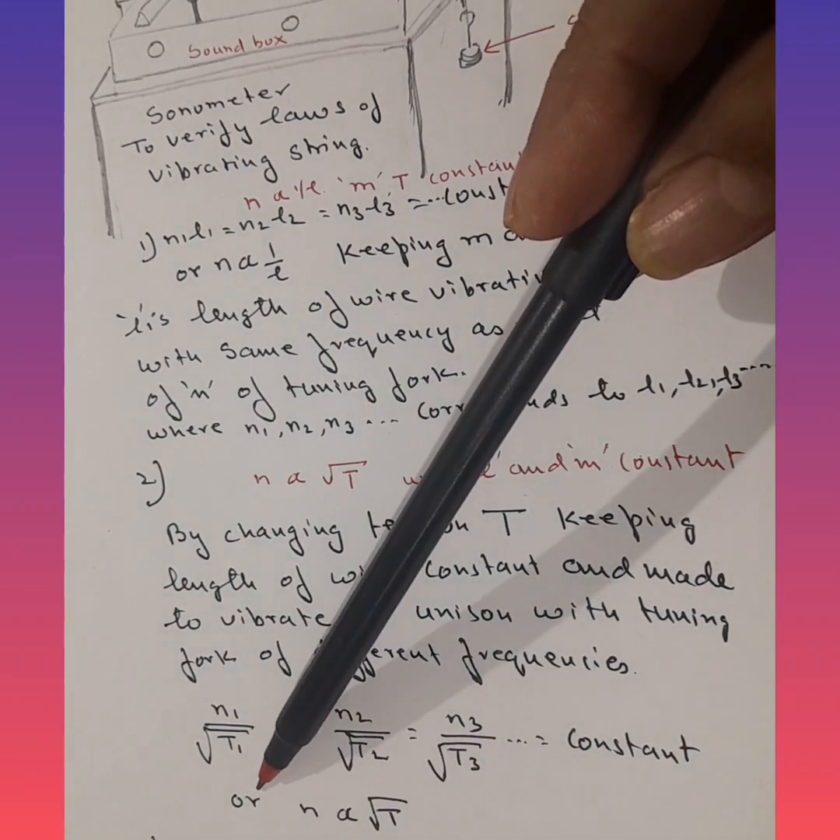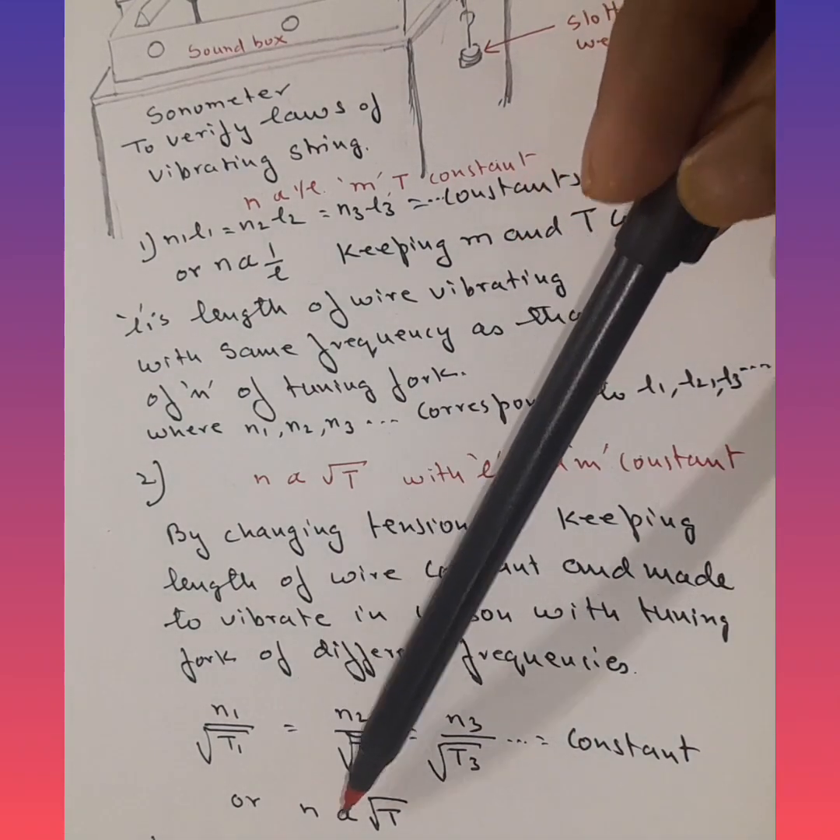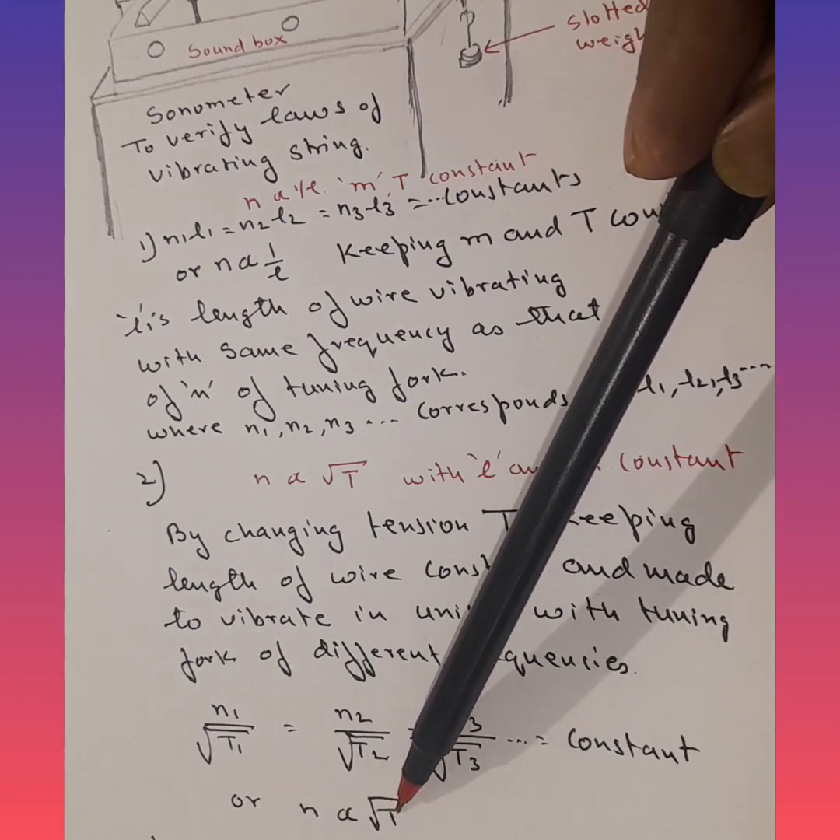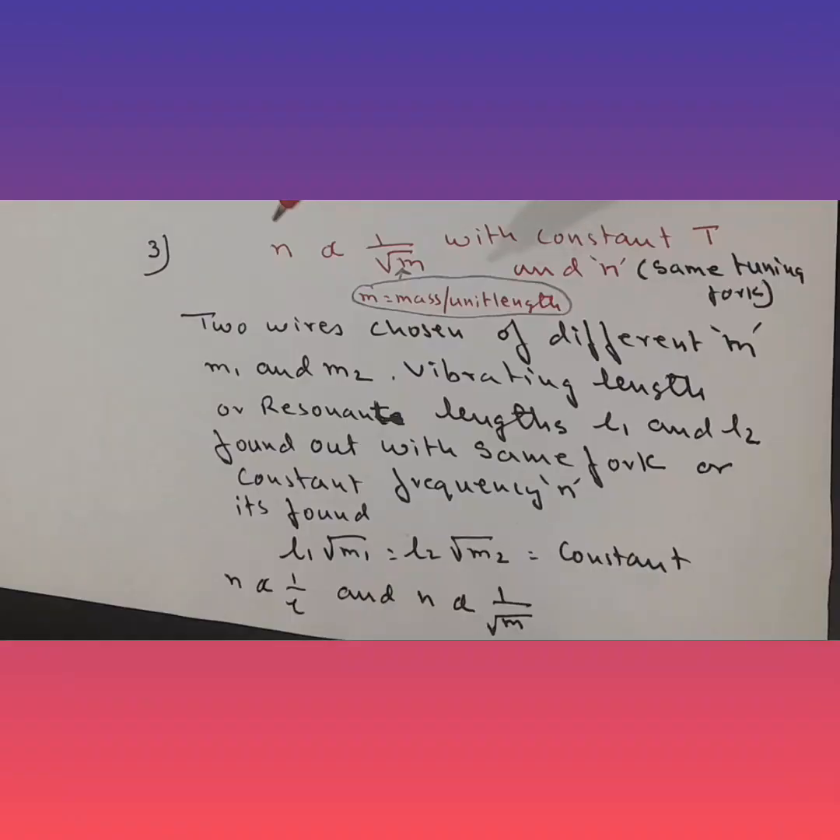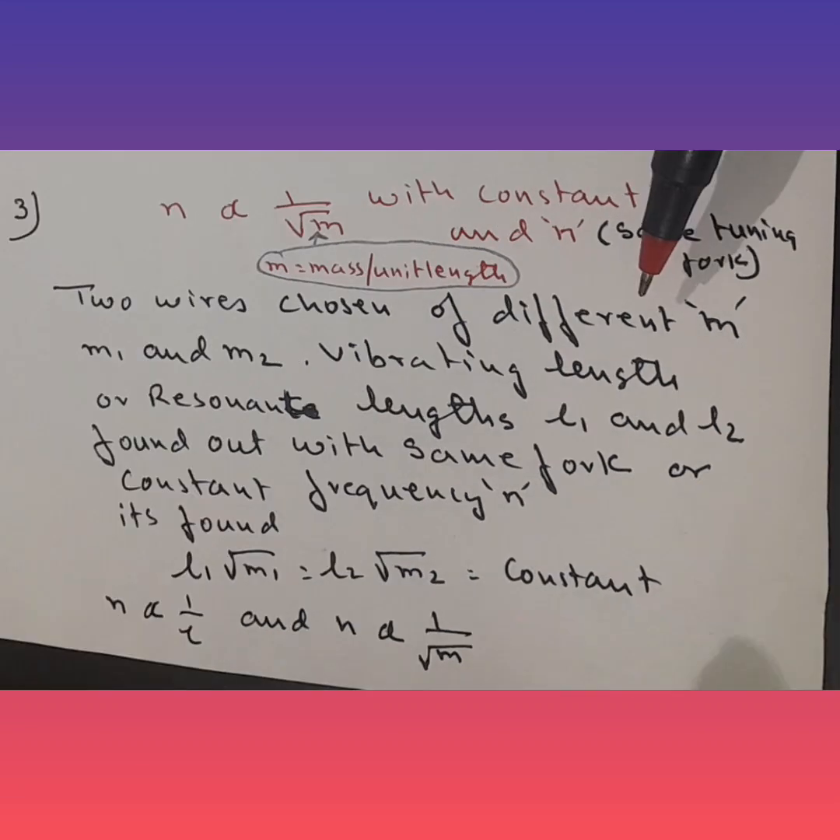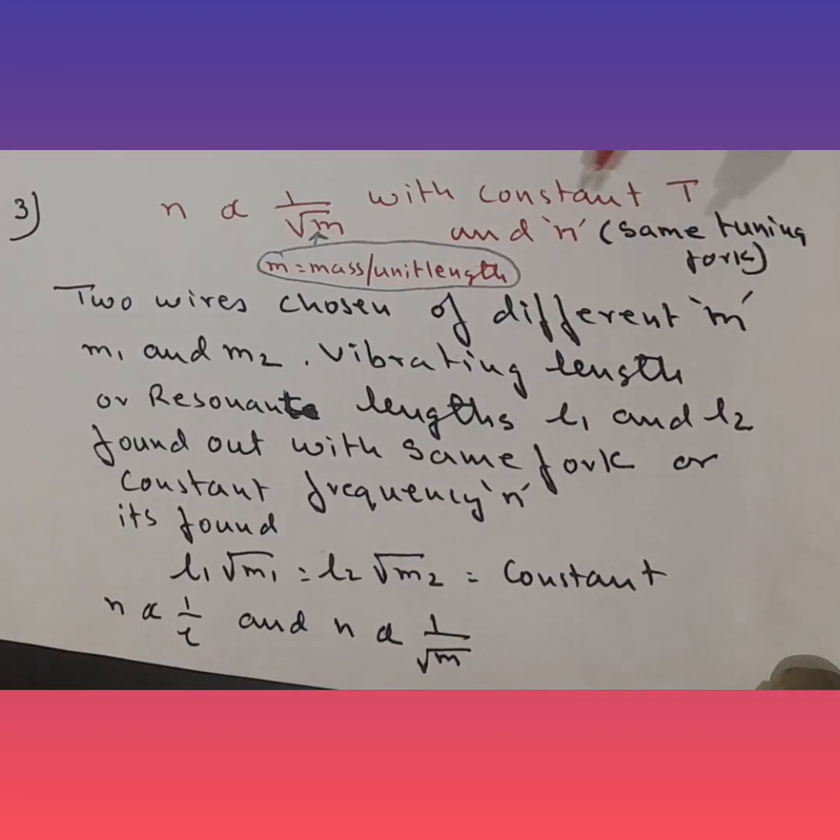So what does that mean? That means N is directly proportional to root of tension. Alright, so N is proportional to root of tension, also done. So finally what we have got to prove is N is inversely proportional to root of M, that is mass per unit length, with constant T and N. In this case, tension and frequency are kept constant.